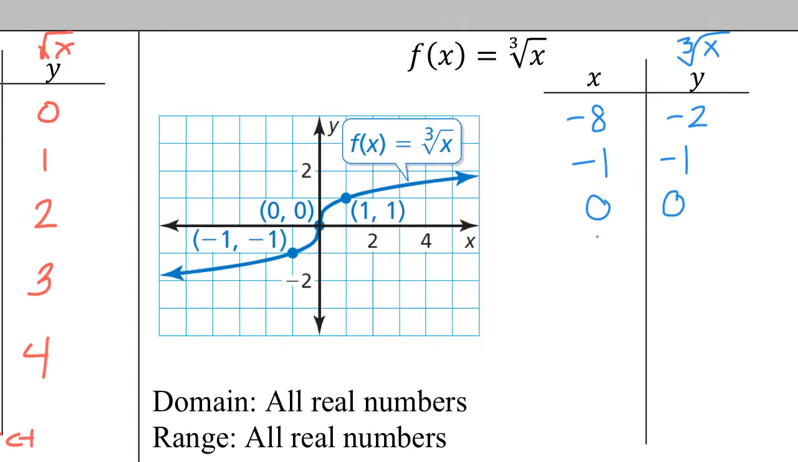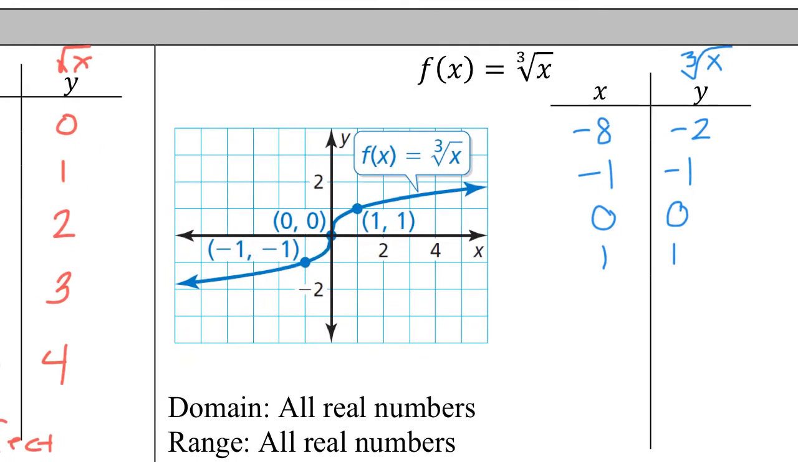1 is a perfect cube. Cube root of 1 is 1. 8 is a perfect cube. Cube root of 8 is 2. And the next perfect cube is 27. The cube root of 27 is a 3. So cube roots can increase very quickly.